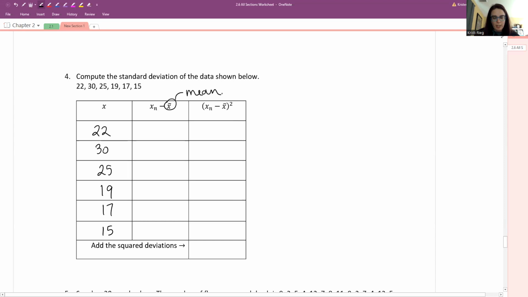So you get out your calculator and you go to your lists and you're going to type into your L1. We've done mean before. So you're going to type into your L1 the 22, 30, 25, 19, 17, and 15. So we have all of that hanging out in L1.